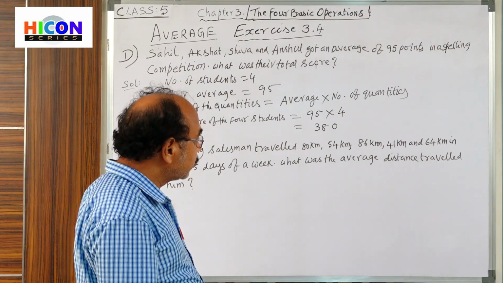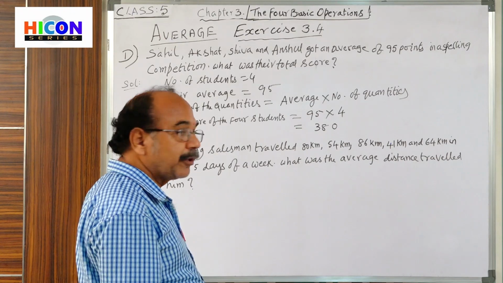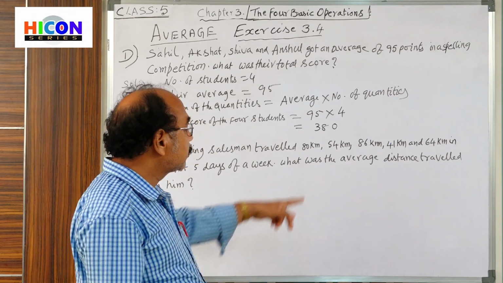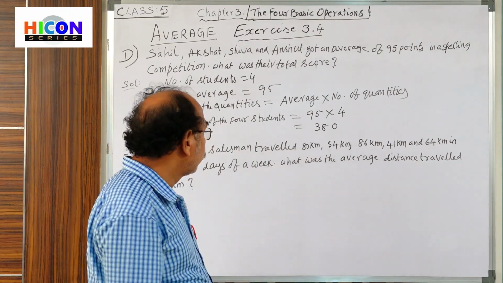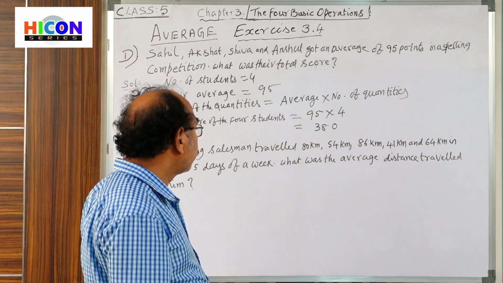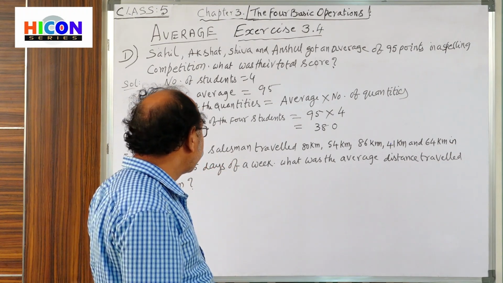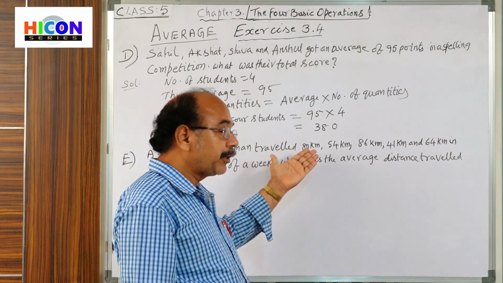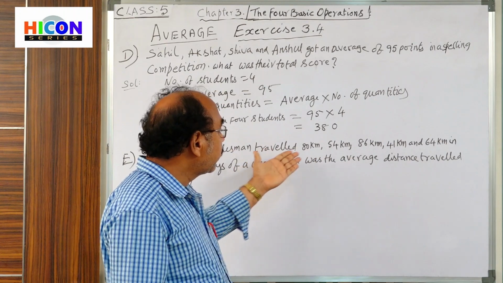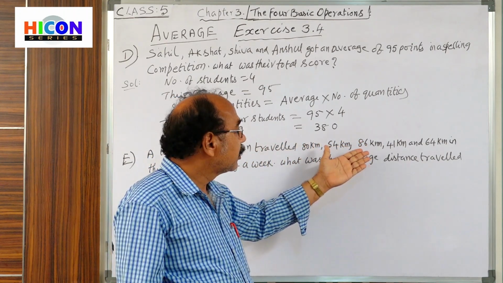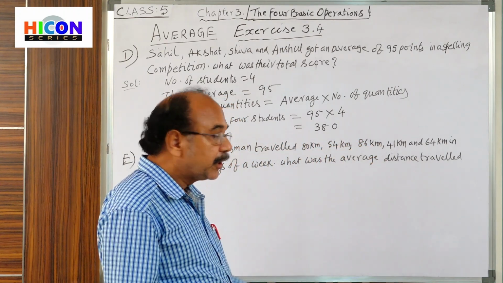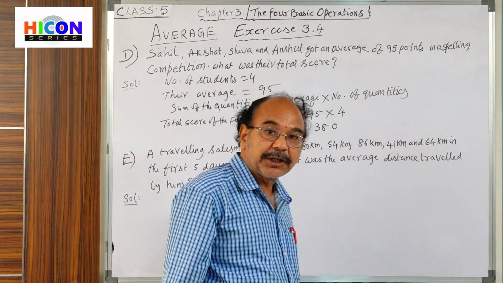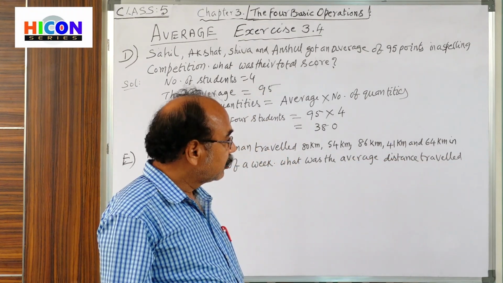What was the average distance traveled by him? He asked the average in this problem. What is given? Distance traveled by a salesman. In the first day, how many kilometers distance he traveled? In the second day, how many? In the third day, how many? In the fourth day, how many kilometers? In the fifth day, how many kilometers distance he traveled?